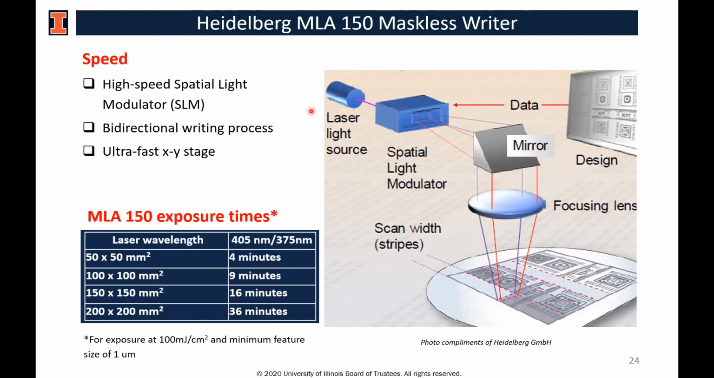And how it happens is the laser performs a light. It shines through the spatial light modulator. The modulator then transforms down to a mirror, down onto a focusing lens, and as the machine scans in X and Y direction, the image is actually transmitted down onto our silicon wafer or onto our piece of a wafer.